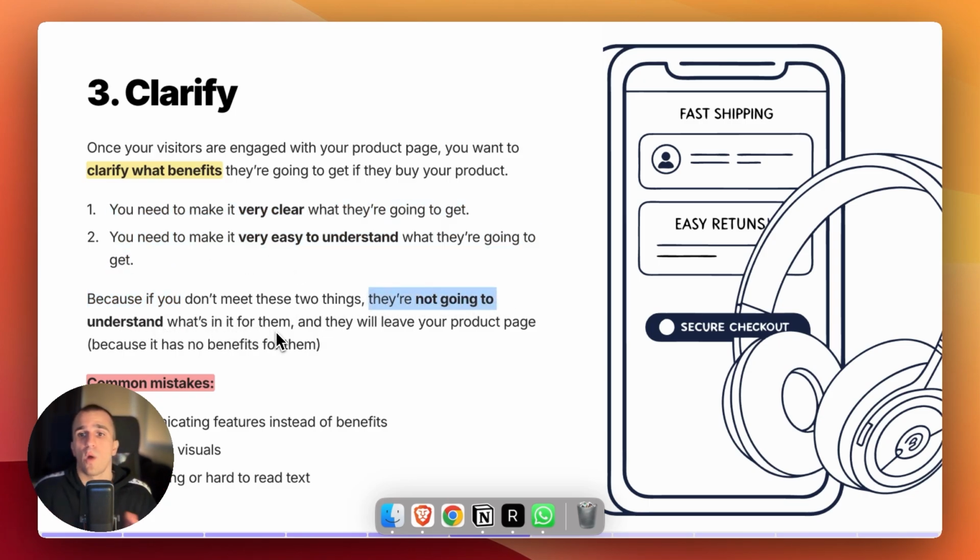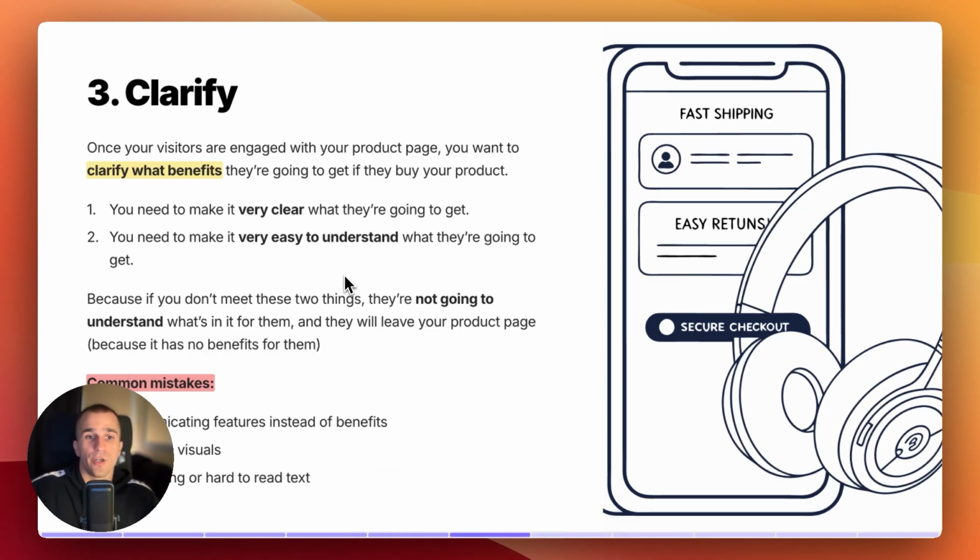They will not understand what they will get from your product, what's the benefit of it. Because of that, they will leave your product page because it just doesn't feel that it will benefit them. So even if you're selling some product that's obviously beneficial, you still want to state it and confirm to them in their mind that this is how they're going to benefit from your product. So a common mistake here is that they're communicating features instead of the benefits. They have no visuals and they have long or hard to read text.